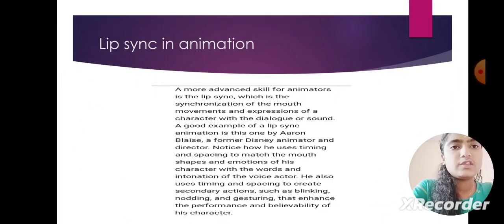Lip sync in animation. A more advanced skill for animators is lip sync, which is the synchronization of the mouth movements and expressions of a character with a dialogue or a sound. A good example of lip sync animation is the one by Aaron Blaise, a former Disney animator and director. Notice how he uses timing and spacing to match the mouth shapes and emotions of his character with the words and intonation of the voice actor. Lip sync plays an important role in animation.